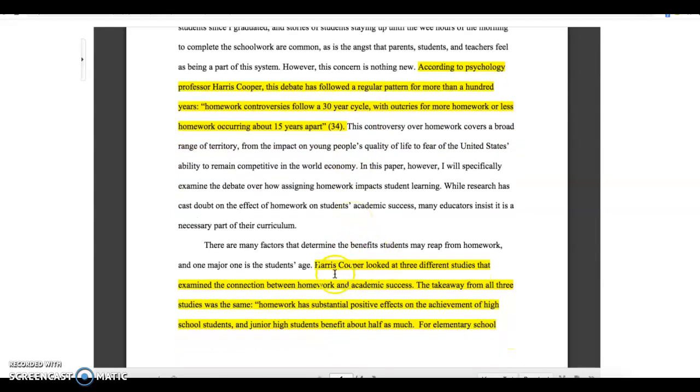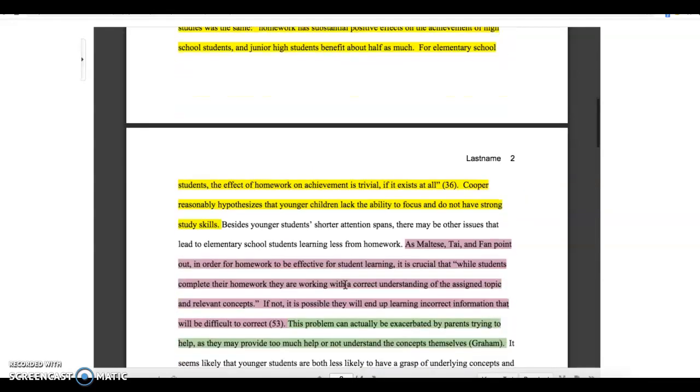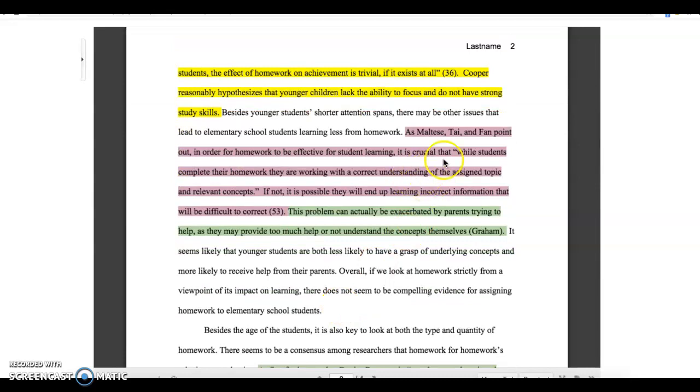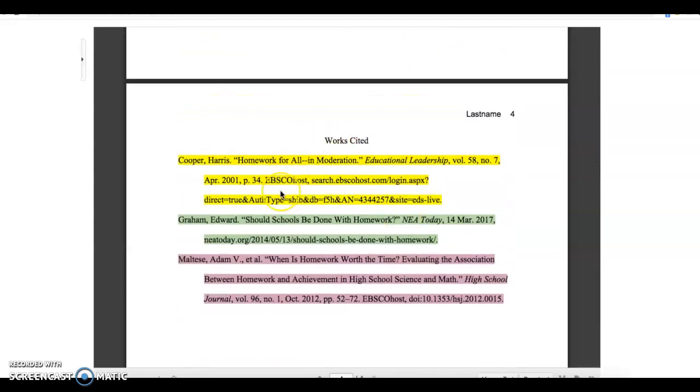So every time Harris Cooper is used, that's highlighted in yellow. Every time Maltese, Ty, and Fan are used, that's highlighted in this pink mauve color, and then this third source, Graham, is highlighted in green. You can see that each one of these sources can be traced to the works cited list. So what's cited in the paper corresponds exactly with what's in the works cited list, and that's really, really important.